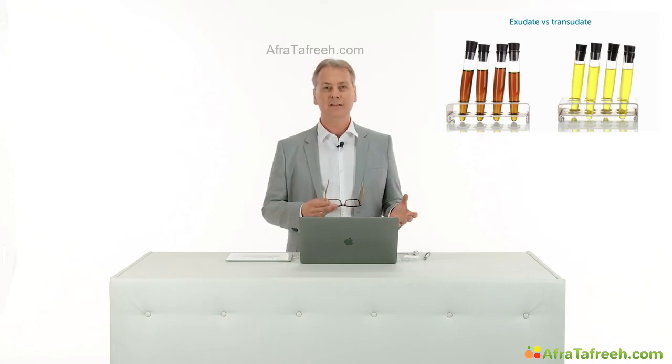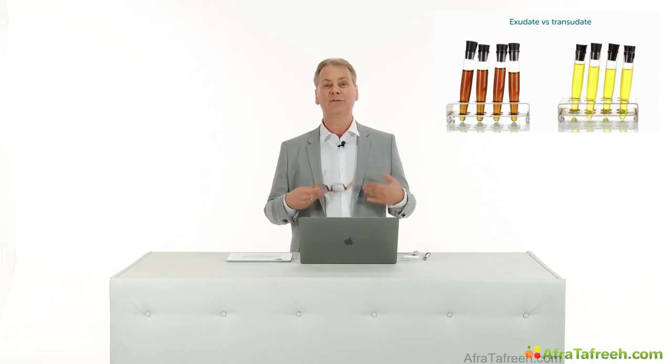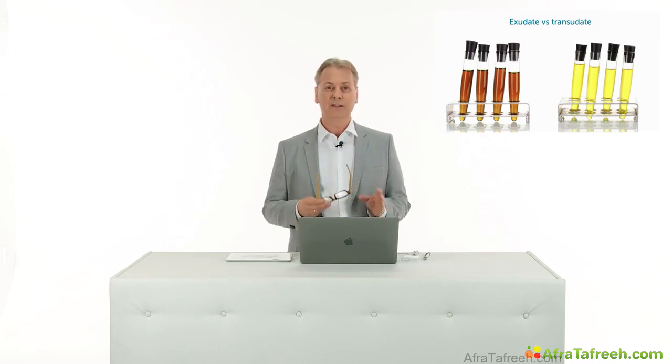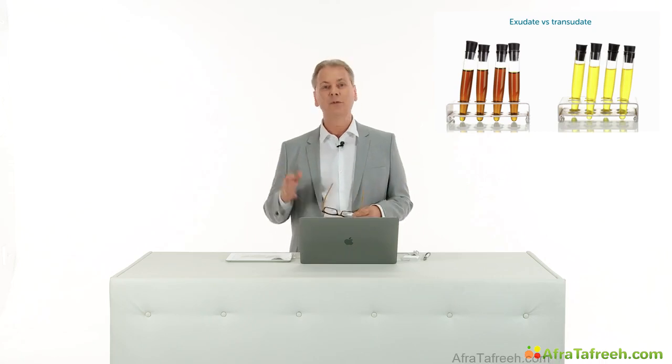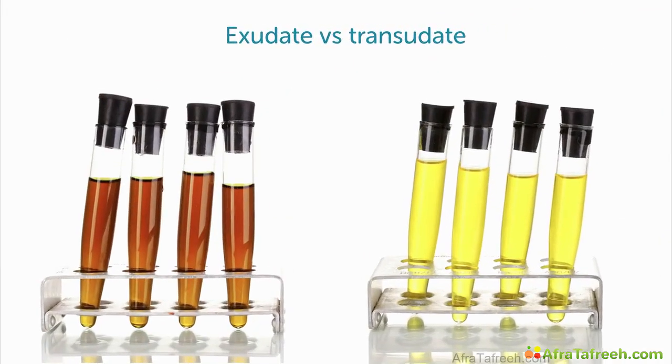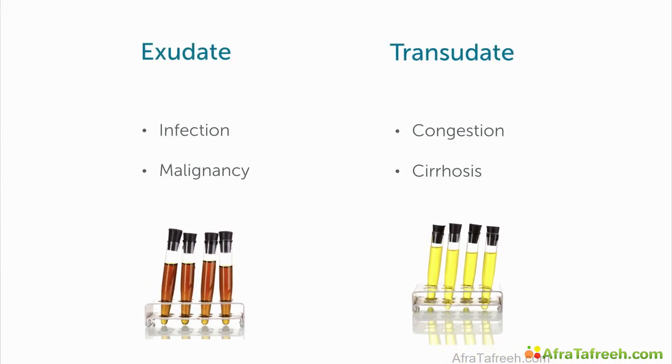If you have an exudate, you have proteins, maybe even fibrin, and the fluid will be dark, and you will have echogenic pleural effusions. We'll see examples of that later. Now, when will you see an exudate and when will you see a transudate? Basically, in the setting of infection and malignancy, expect an exudate, and if you have congestion or cirrhosis with hypovolemia, you will have a clear fluid, a transudate.